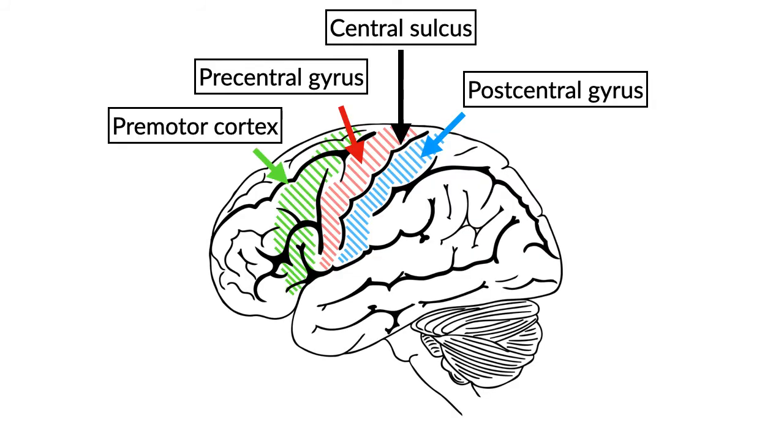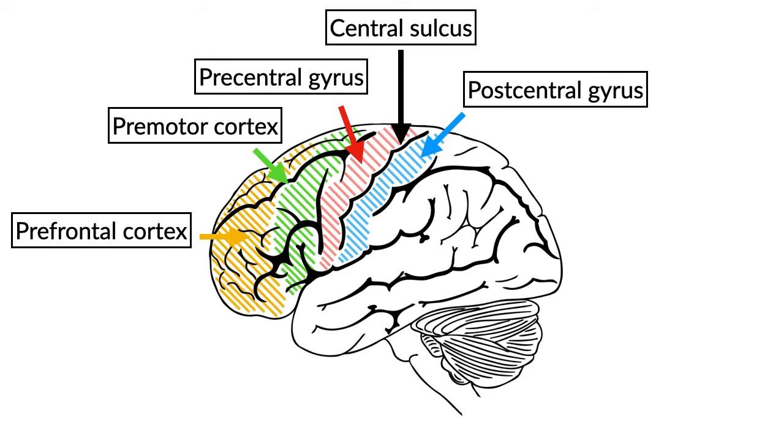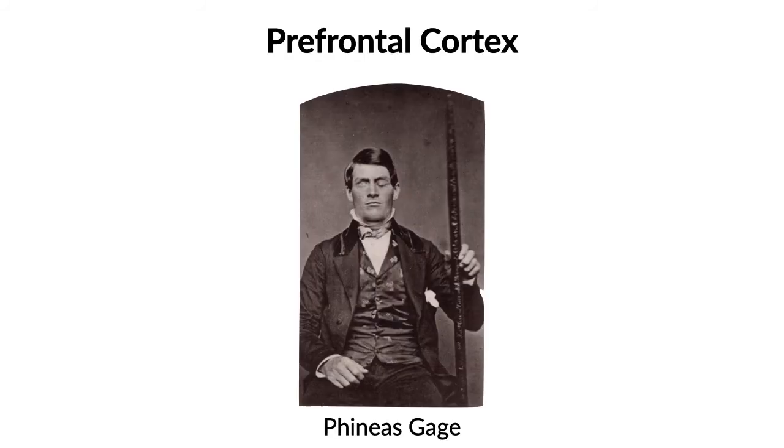Finally, okay, so we've done the premotor cortex. Finally, within the frontal lobe, there is an area called the prefrontal cortex, or some people might refer to it as the frontal association cortex, but we'll just call it the prefrontal cortex. And we don't know too much about this, but there is one man in history that you might have heard of that gave science a head start on what the prefrontal cortex does. His name was Phineas Gage.